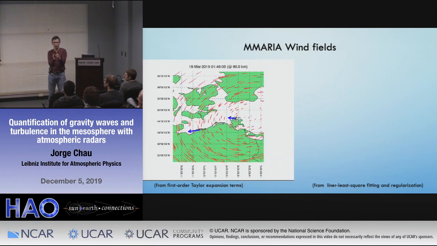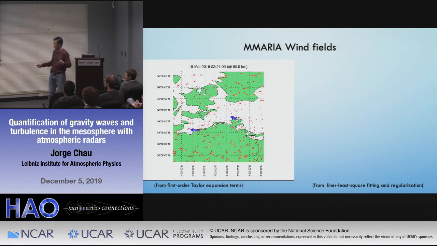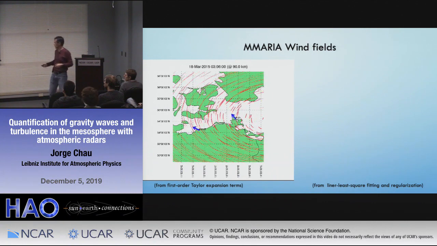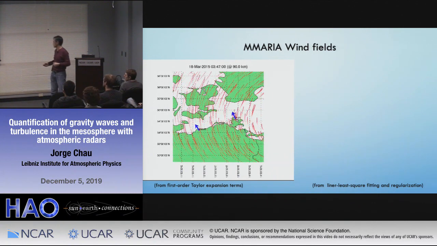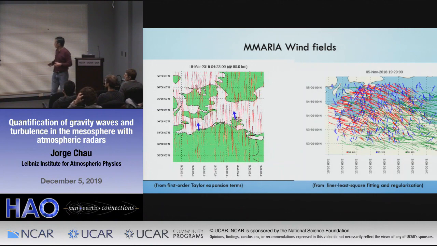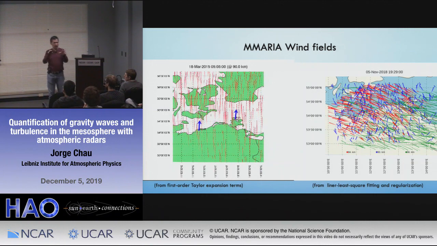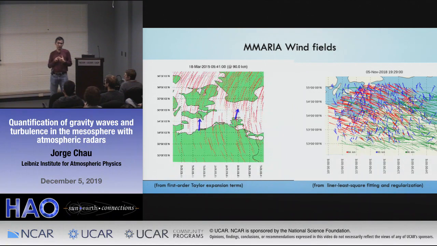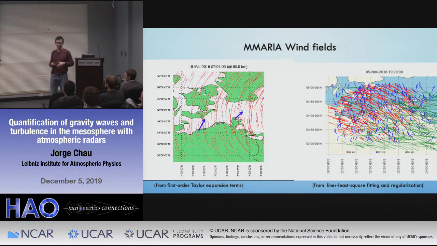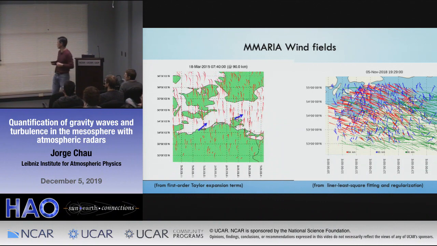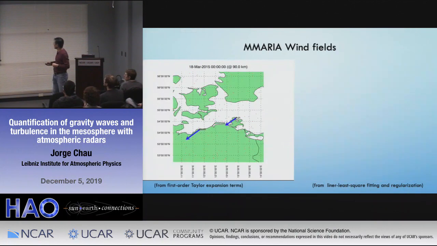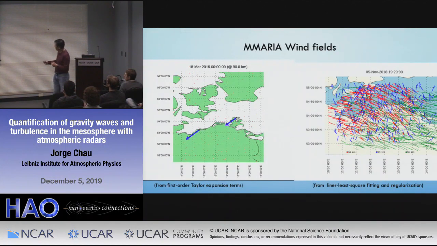We can get horizontally resolved winds by doing some smoothing, a first-order Taylor expansion. Or we can do a linear least squares fit where we have measurements, and because the problem is underdetermined, we have more unknowns than measurements, we can regularize it, let's say, by not allowing too much curvature. And that didn't play, right? This should be an animation, but basically we are solving the winds at different altitudes. 84 is red, 90 is blue, 96 is green.